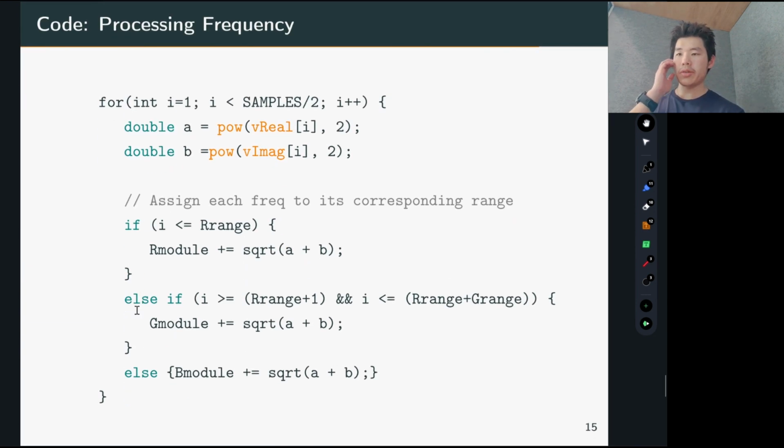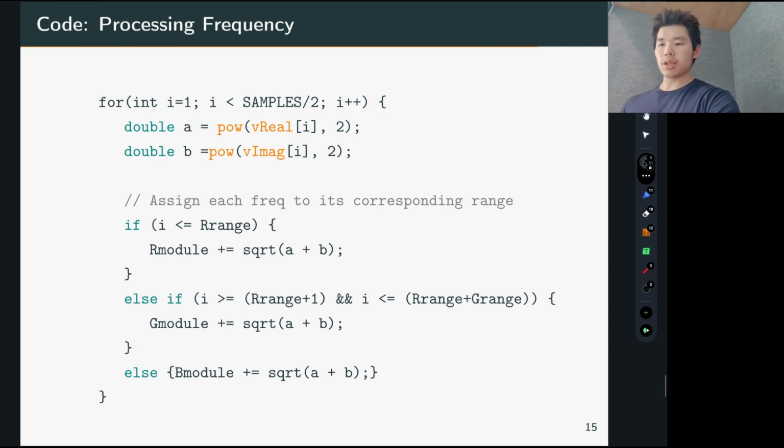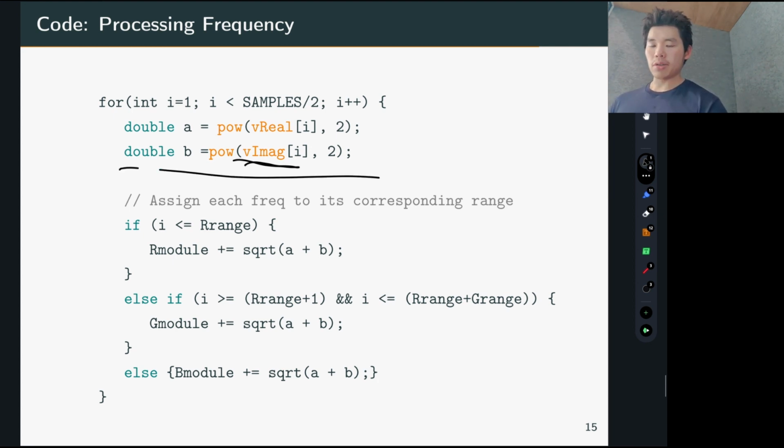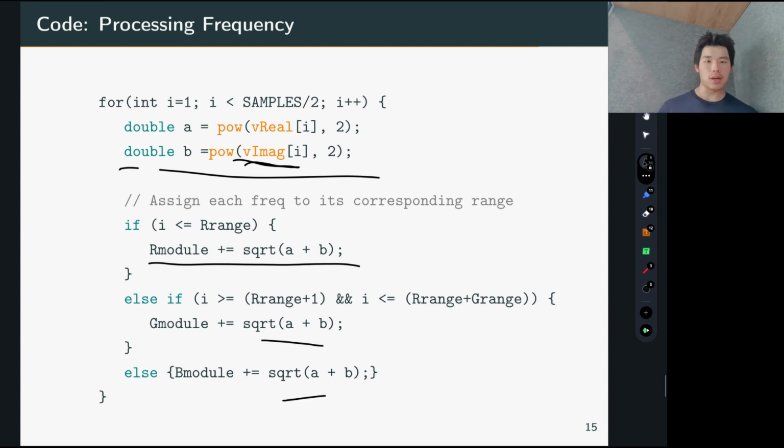To process the frequency, again, you're taking the magnitude of this, but since in the code you can see that we initialize all the imaginary parts to 0, I don't think this part of the code is really necessary, because anything times 0 is just 0. So the magnitude of this is just A, and this is just A, and this is just A. But we're just including that for completeness' sake.